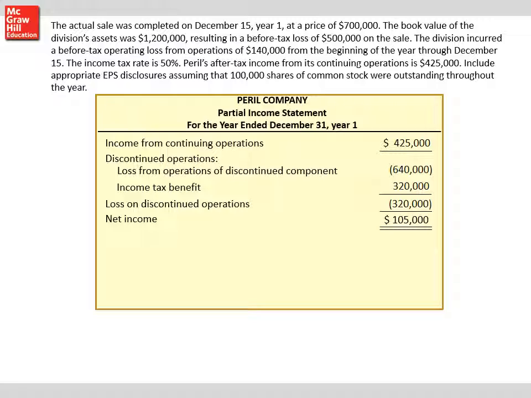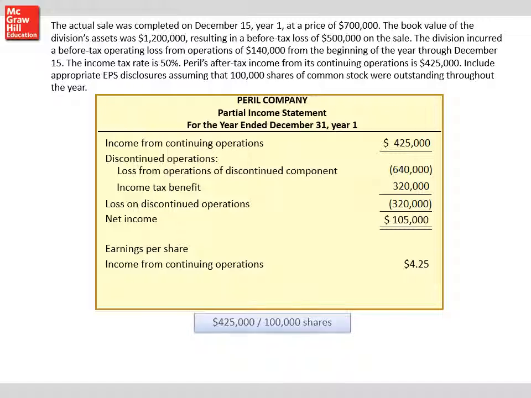They're selling a whole component of their company, and they actually did end up selling it by the end of the year. Now, how do we report earnings per share? First, we report on income from continuing operations. So we'll take that 425,000 divided by the 100,000 shares, 425. Then we'll report the effect on earnings per share from that discontinued operation. So we'll take the loss on discontinued operations divided by 100,000 shares. So earnings per share was decreased by $3.20 due to this discontinued operation loss.